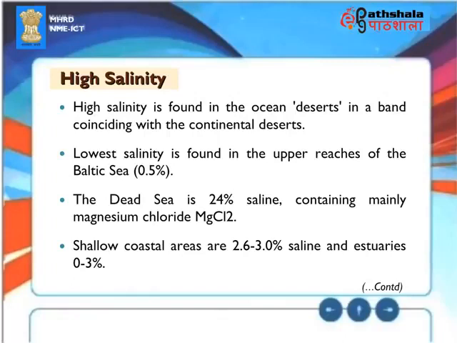The Dead Sea is 24% saline, containing mainly magnesium chloride, MgCl2. Shallow coastal areas are 2.6 to 3.0% saline and estuaries 0 to 3%.